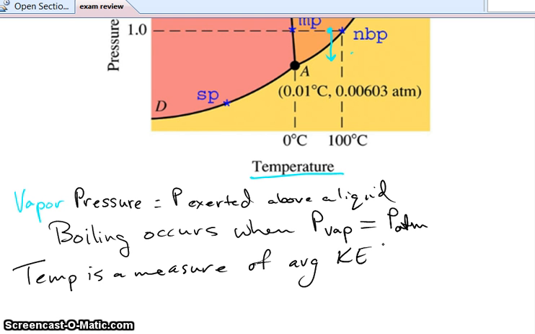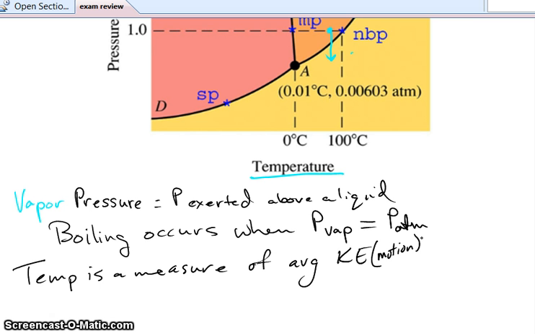Okay, so when we heat it up, they have more and more energy. They're moving faster and faster. Remember, kinetic energy is energy due to motion. They're moving faster and faster, and if they have enough energy, they can escape. Cool? Now, when we boil, we give them enough energy that they can escape the liquid phase and become a gas.